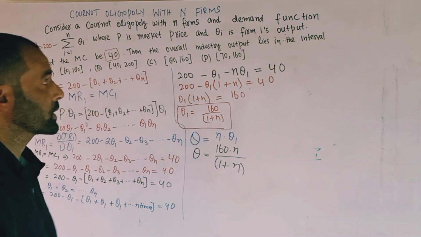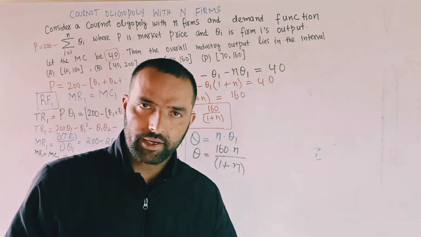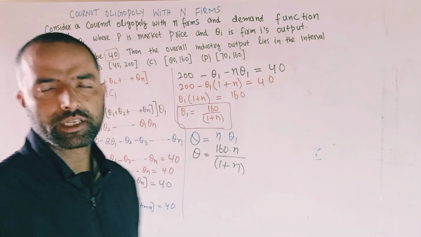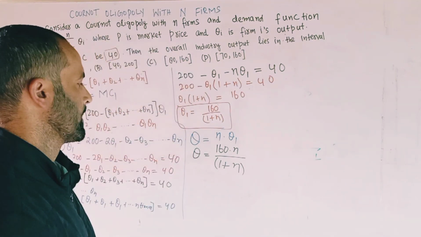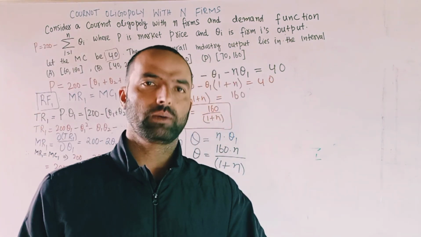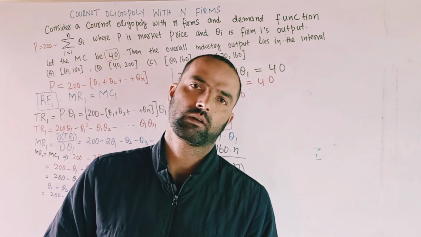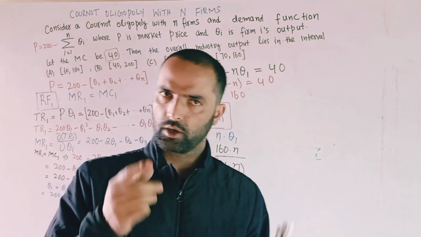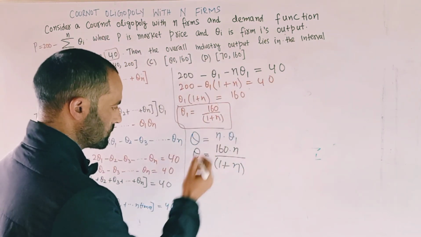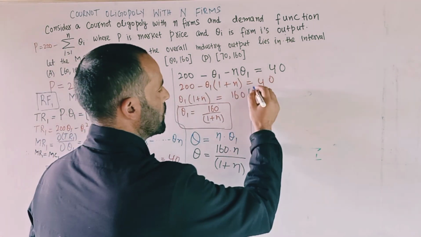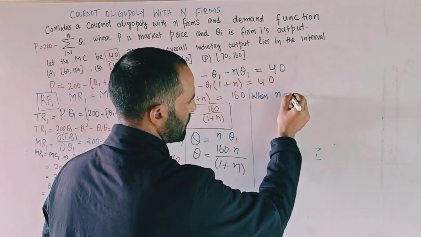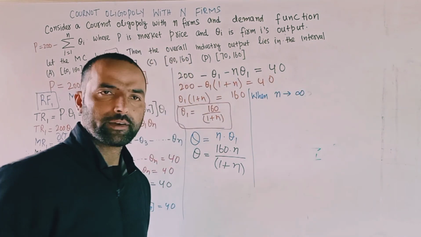Now the question tells us, find the interval between which the industry output will lie. So there are two things here. Either the number of firms will be infinitely large, or the number of firms will be only one. We have a single firm. Let us solve it for when we have infinite number of firms, when n tends to infinity.